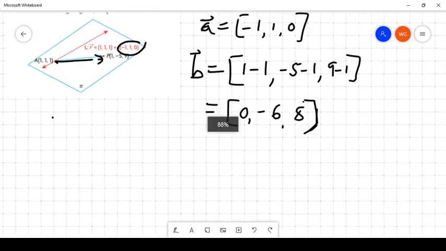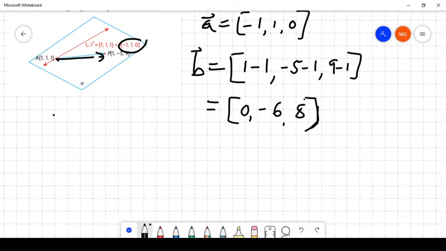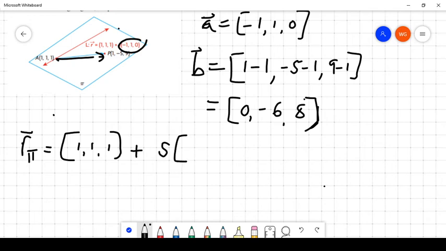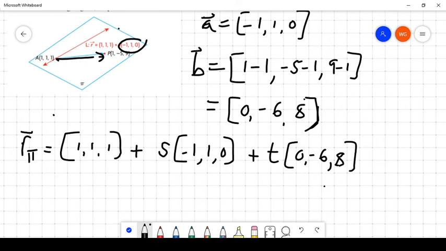The equation of the plane, which we'll call R sub pi, a normal way to name a plane, is equal to our position, which can be any point on the plane, (1, 1, 1), plus s times (-1, 1, 0), which is the direction vector of our original line, plus t times (0, -6, 8), which is the direction component of the new vector that we established. s and t are elements of the real numbers.